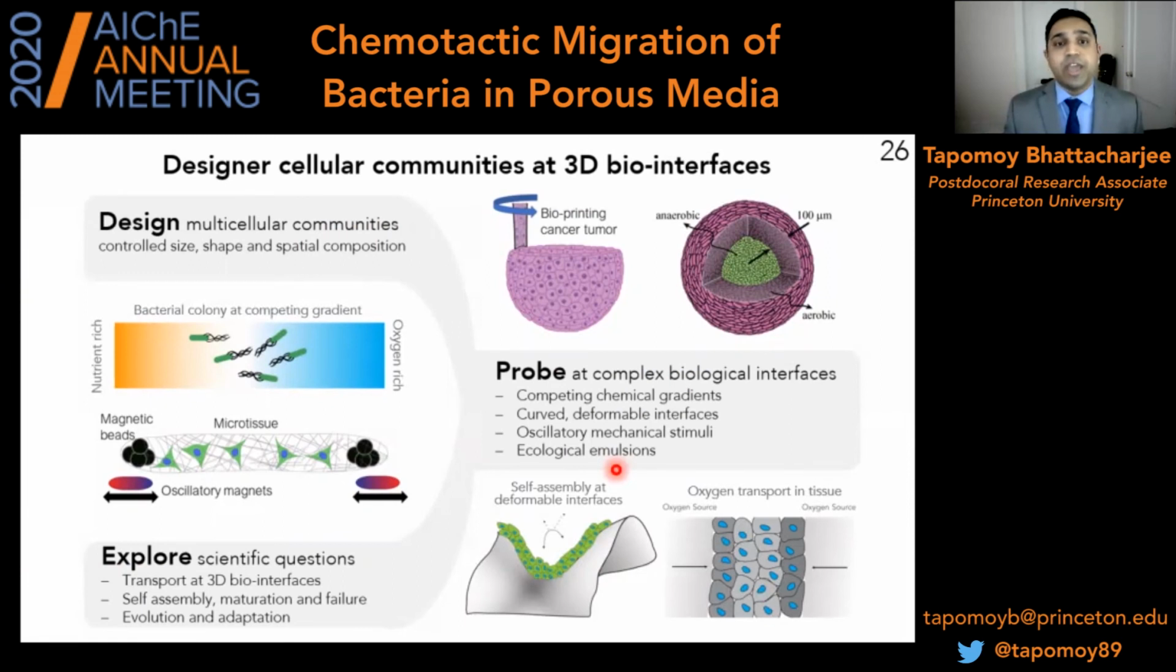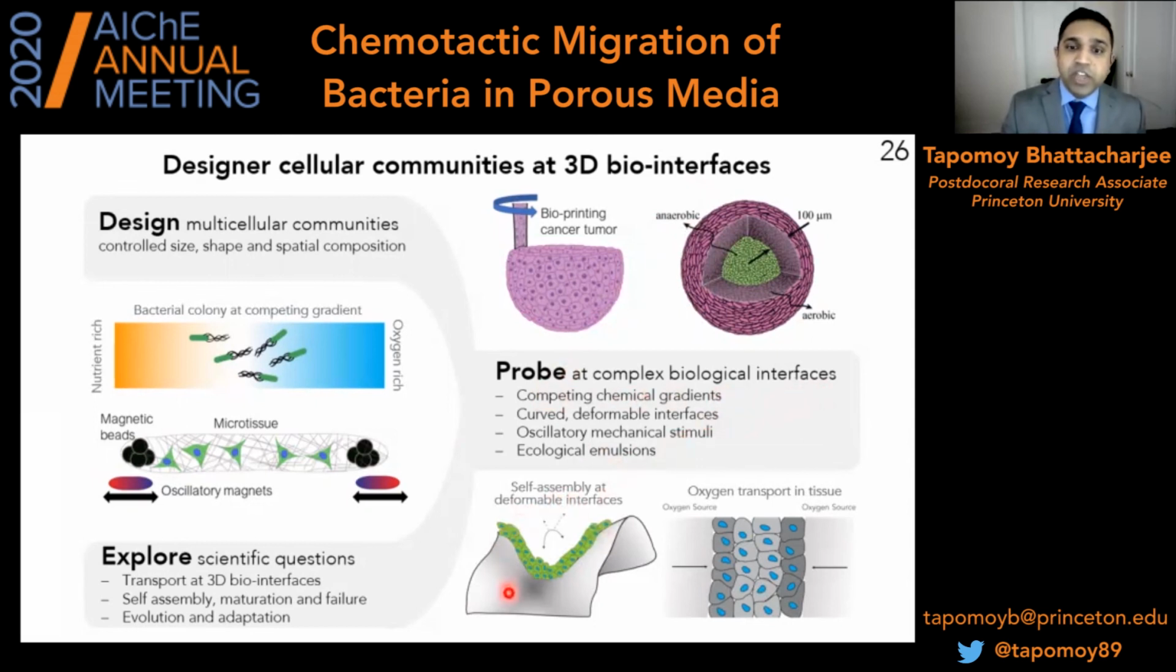I have told you today how we are combining soft matter engineering, cellular biophysics, and active matter transport to make new discoveries in bioengineering. Now we have developed these tools and techniques. I want to use this as an independent researcher to create designer cellular communities and 3D biointerfaces. I want to make designer multicellular communities of controlled size, shape, and spatial composition. I want to probe them at complex biological interfaces.